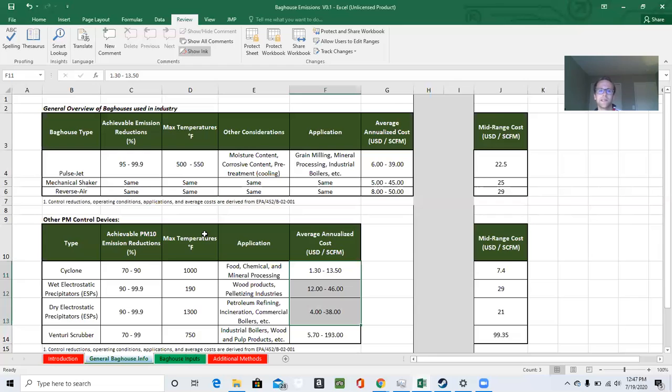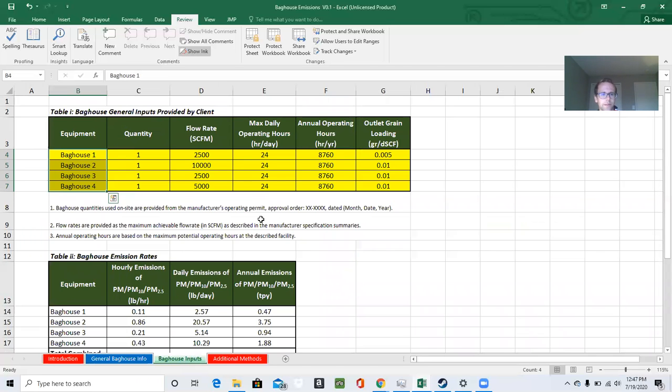In which case you may consider something else, such as a Venturi scrubber or wet electrostatic precipitator. These are other options that have various flexibility. You can also tell with cyclones, they can operate at very high temperatures, up to 1,000 degrees, or dry ESPs up to 1,300 degrees. With that, with the general view of the control devices, let's look at baghouse calculations.